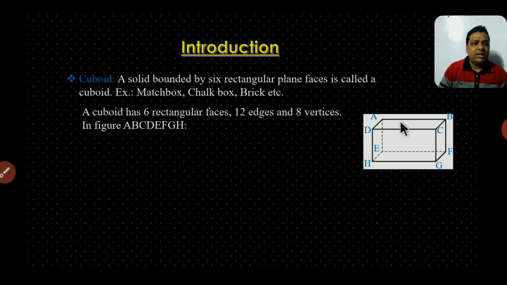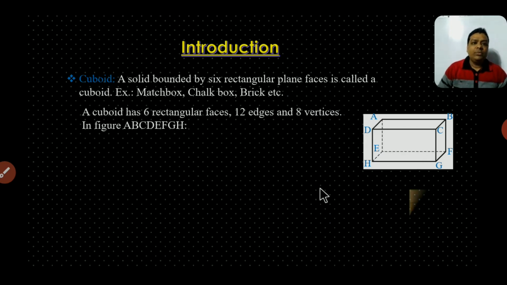So we can say 6 rectangular faces and 12 edges. 12 edges means all the sides. Here you can see A, B, B, C, C, D, A, D: 4 on top, 4 on the bottom, and 4 vertical. 4 plus 4 is 8, and 4 more is 12. Because we have already counted the top and bottom, only DH and AE, and CG and BF remain. So these are the 12 edges, and 8 vertices. The vertices are A, B, C, D, E, F, G, H.